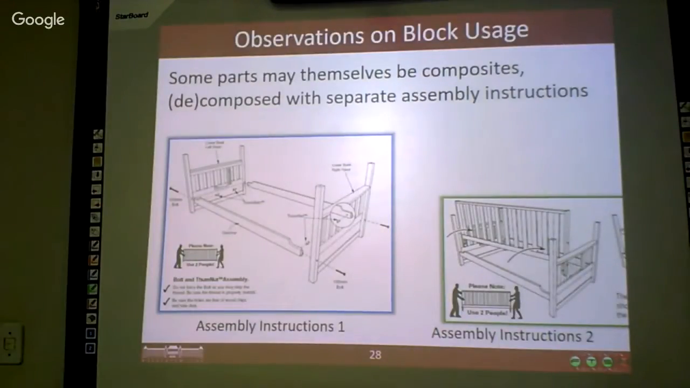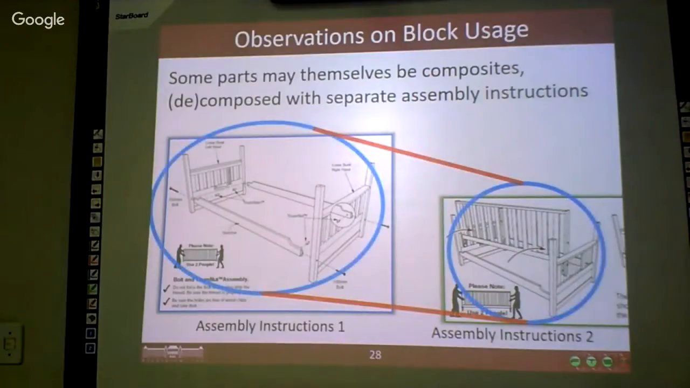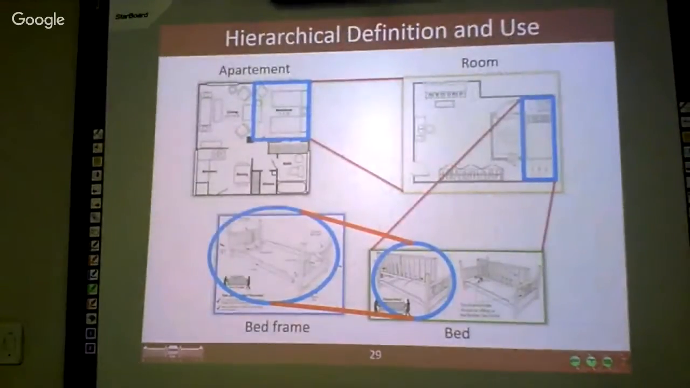And as you could see, and as I mentioned, some parts may themselves also be composites. So at first we construct, let's say, the frame of our bed, and then we add these additional things to it. And here we used those things that we finished here and we defined there. So we can hierarchically compose together these assembly instructions and systems, and we can go on, because from the bed frame we construct the bed that we will place in a room and then finally in an apartment.